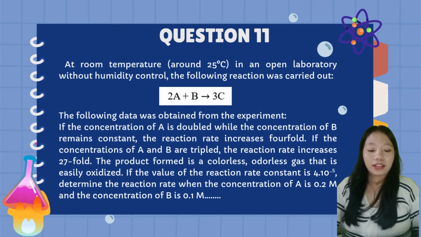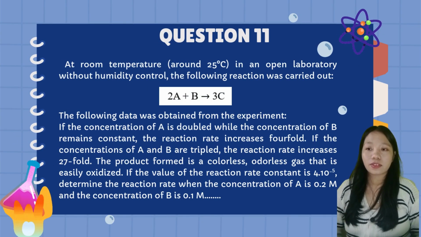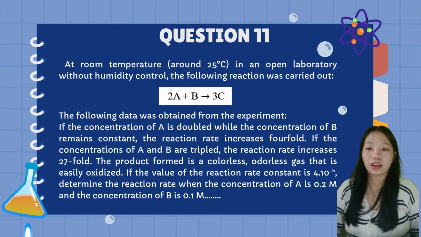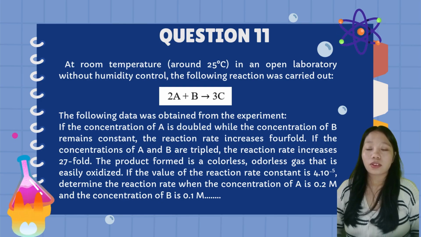Question number 11. At room temperature, around 25 degrees Celsius, in an open laboratory without humidity control, the following reaction was carried out. 2A plus B produces 3C. The following data was obtained from the experiment. If the concentration of A is doubled while the concentration of B remains constant, the reaction rate increases fourfold.